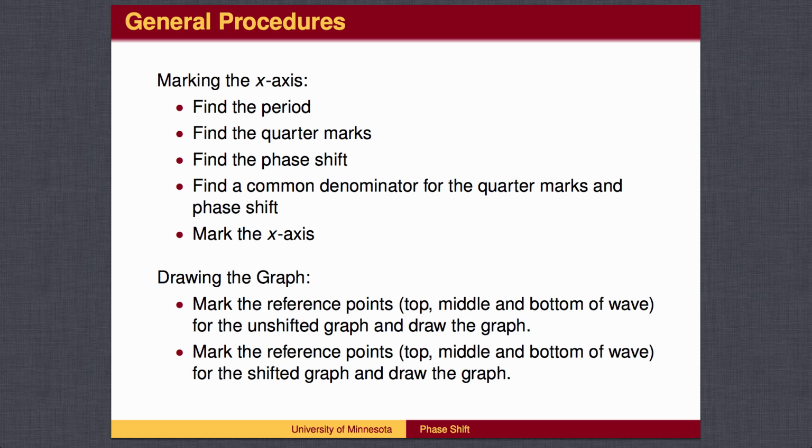First, find the period, 2 pi over b. Divide by 4 to get the quarter marks, and find the phase shift by setting the angle equal to 0 and solving for x. Next, find a common denominator between the quarter marks and the phase shift and mark the x-axis evenly. You can then mark the reference points for the unshifted graph and then use the phase shift to move the graph left or right.